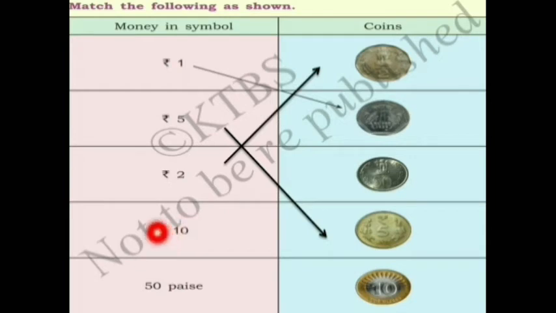Now we have 10 rupee. Here, which currency has the value of 10 rupee? Yes, this coin. So we should match these two. Next we have 50 paise. Here, which currency has the value of 50 paise? Yes, this coin. So we should match these two.